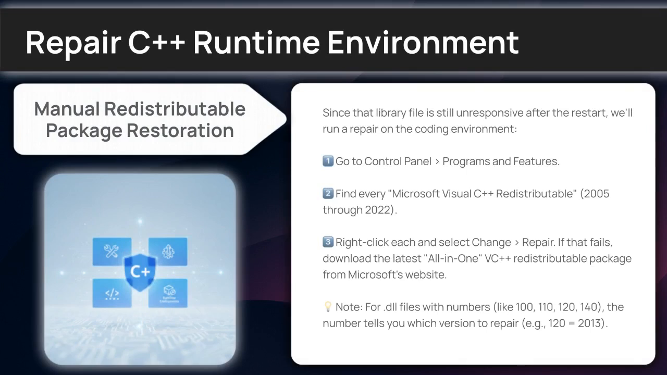Since that library file is still unresponsive after the restart, we'll run a repair on the coding environment. First, go to Control Panel, then select Programs and Features. Second, find every Microsoft Visual C++ Redistributable, 2005 through 2022. Third, right-click each and select Change, then select Repair. If that fails, download the latest all-in-one VC++ Redistributable package from Microsoft's website.